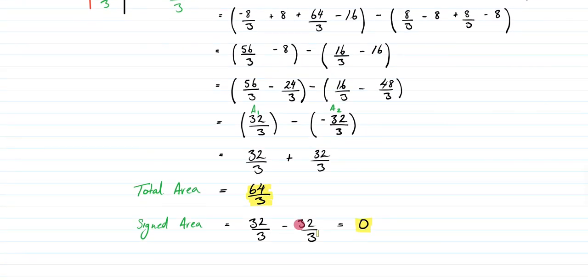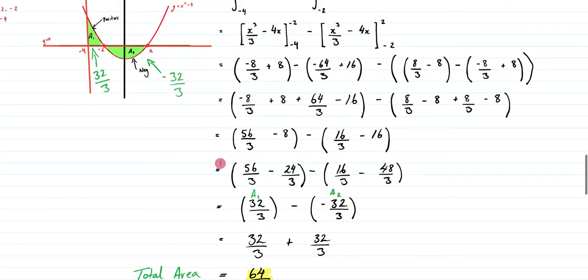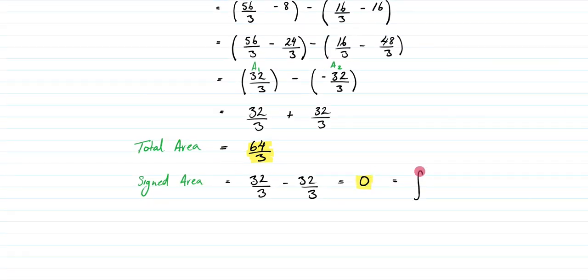So another way I could have gotten this as 0 would have been if I said, you know what, let's find the definite integral between negative 4 and 2. So I would have written it like this, from negative 4 to 2 of, what was the question again? X squared minus 4, dx. I would have gotten that as my signed area. If we chuck that into the calculator, that would give us a value of 0.